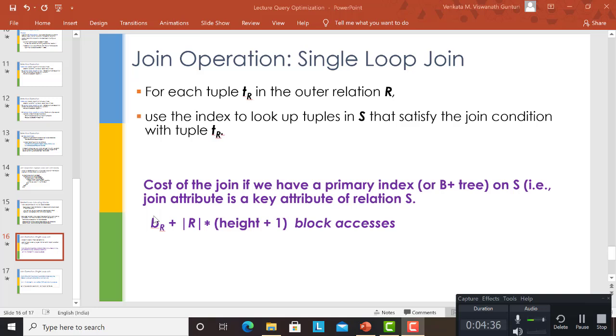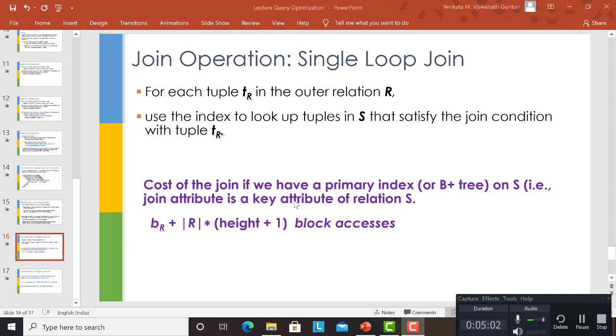Then from R1 you pick up the first tuple, and then you search in the index, even if it was a primary index or a B plus tree, it doesn't matter. So you search in that tree, and you will require height plus one block accesses. Height is the height of that tree, and then one additional block access to actually go and fetch the record.